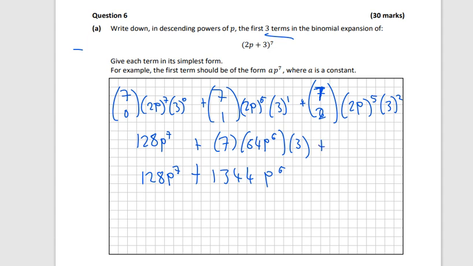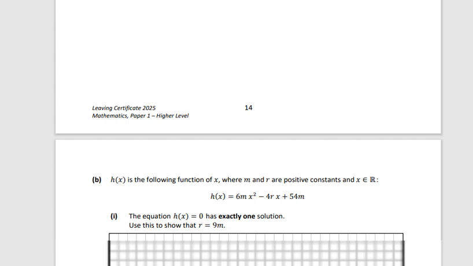The last one then, we have to do 7 choose 2. That's 21. 2 to the power of 5 will just be 32. And 3 squared is 9. So we have to do 21 times 32 times 9. And that's 6048p to the power of 5. And that's it. That's part A.